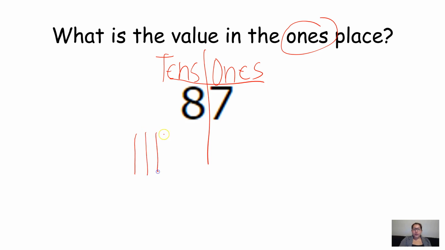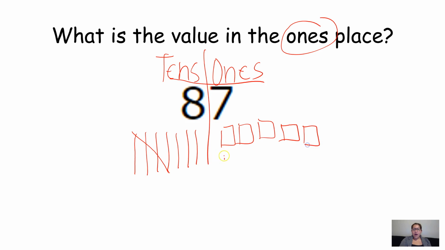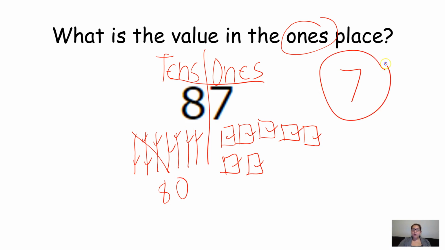1, 2, 3, 4, 5, 6, 7, 8. And then we have 7. 1, 2, 3, 4, 5, 6, and 7. Okay, so for the ones in the ones place, we have 1, 2, 3, 4, 5, 6, and 7. And the ones in the tens place, we have 10, 20, 30, 40, 50, 60, 70, 80. So this would be 80. But we're looking for the ones place, so that would be 7.